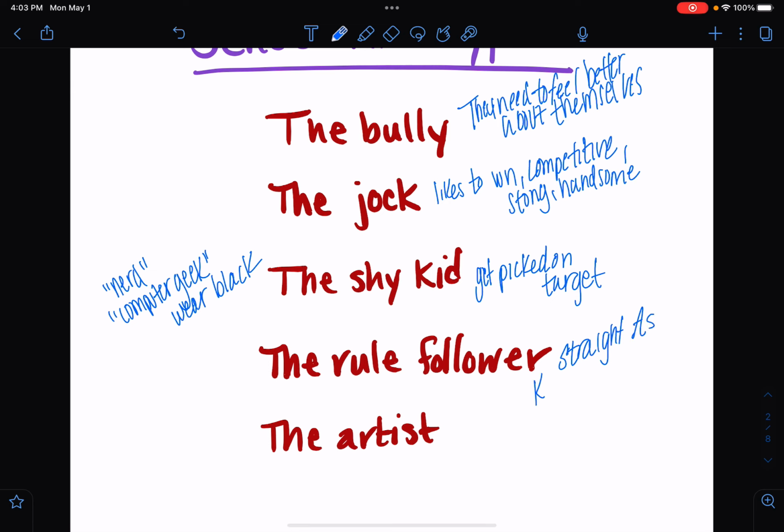So the shy kid, also maybe they wear black, right? I don't know, try to blend in, right? Get picked on a lot. Maybe they're the target. The rule follower always has straight A's. Usually is a know-it-all too. Right? Teacher's pet, probably. Everybody knows exactly who we're talking about in these characters and things. The artists, they might wear black too.